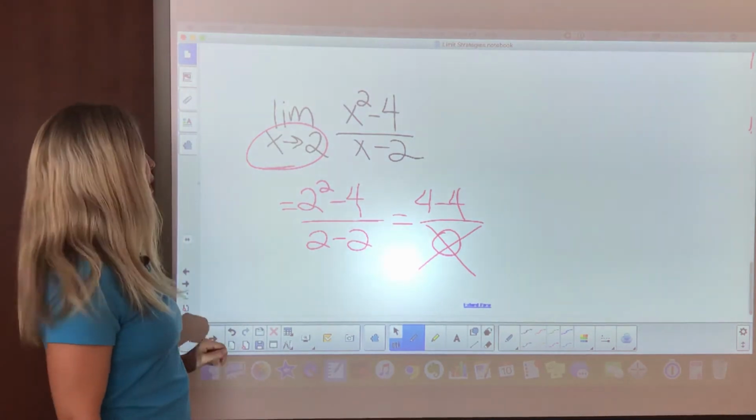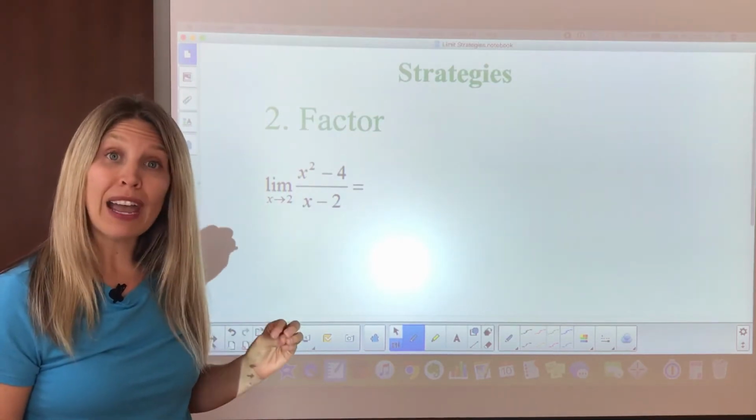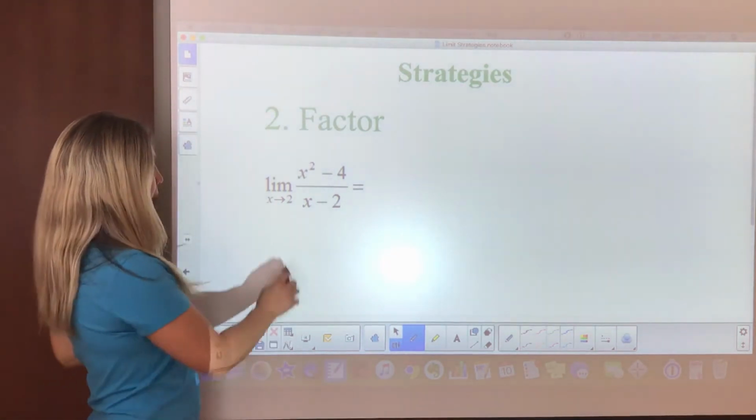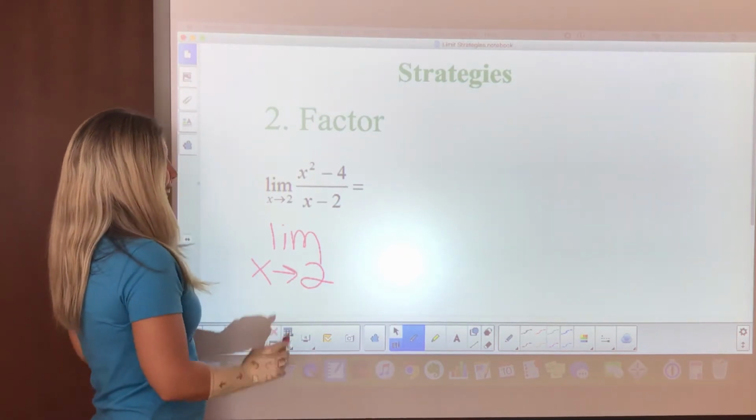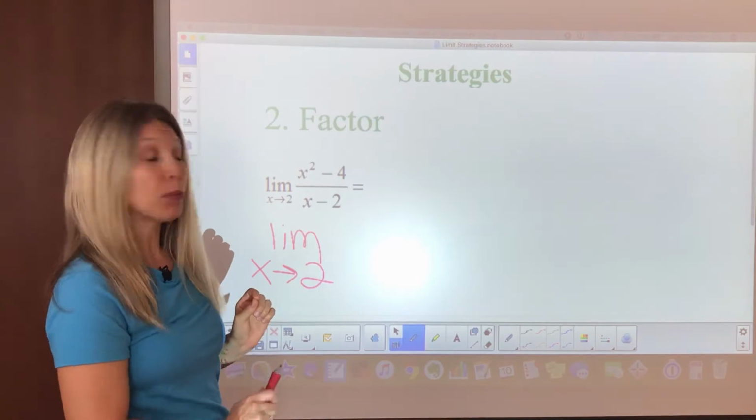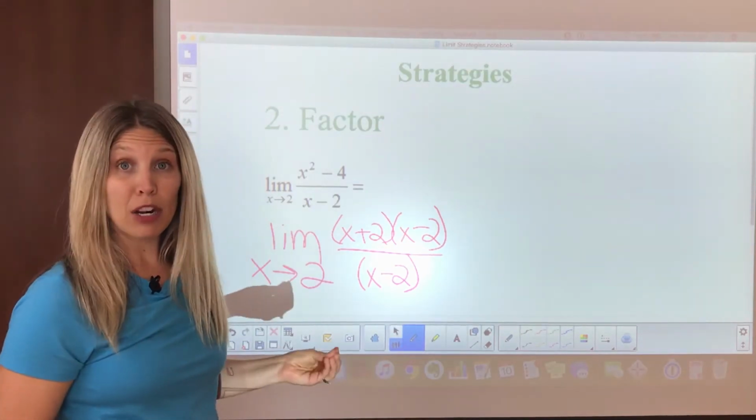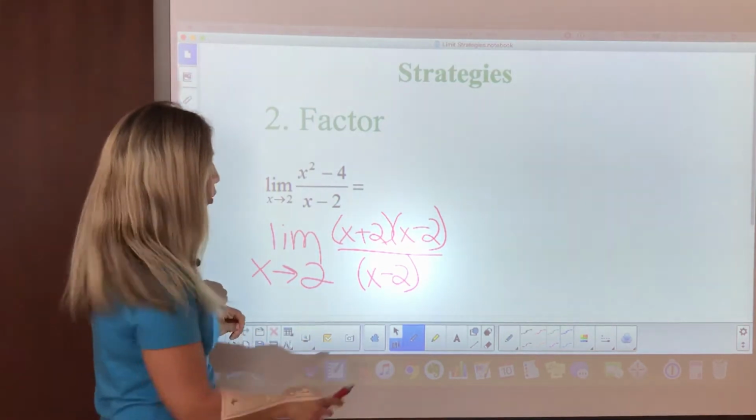And the next strategy we have here is factoring. So this is the same problem, and now we're going to factor to show you how to do this problem. We're going to take the numerator, we're going to factor. However, you still have to write the limit as x goes to 2 if you still have your variable in the problem. So the numerator is going to factor down to x plus 2, x minus 2, all over x minus 2. Now, does the denominator have to be in parentheses? No, it does not. But sometimes I just like to do that.